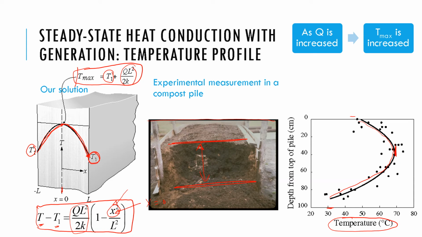So what can we learn from the solution? If we look at the T max, for example, as Q is increased, T max is increased. If there's more heat generation inside, then this maximum temperature will get higher. Why would this have to be the case? If you think of the gradient at the surface, this has to increase to release all the heat. This has to increase if the amount of heat generation inside is increased. So if the gradient has to increase, then the plot would be more like that.